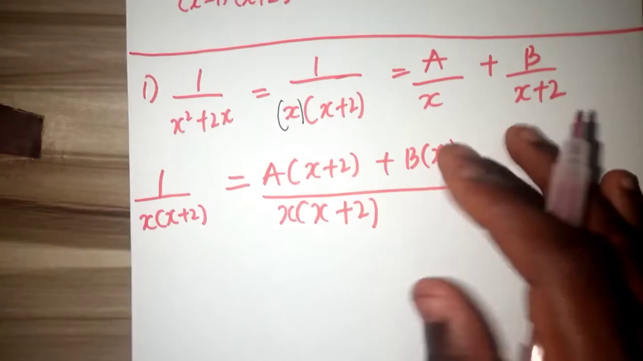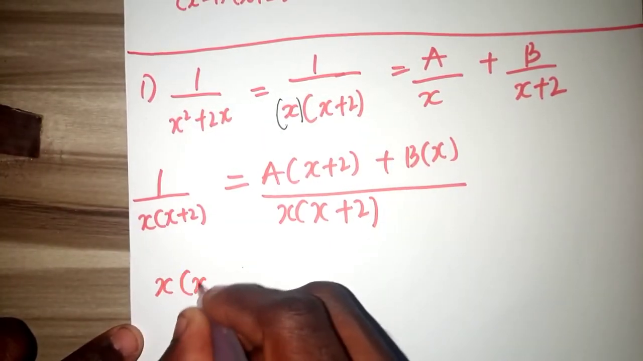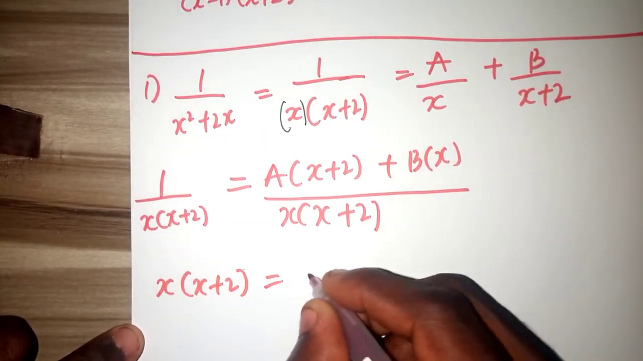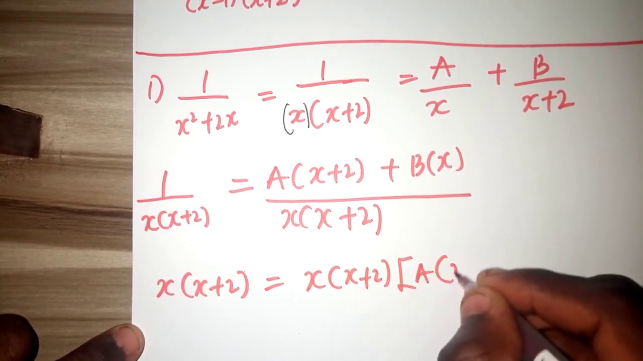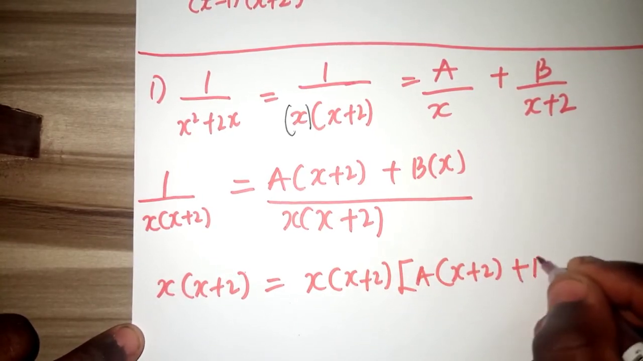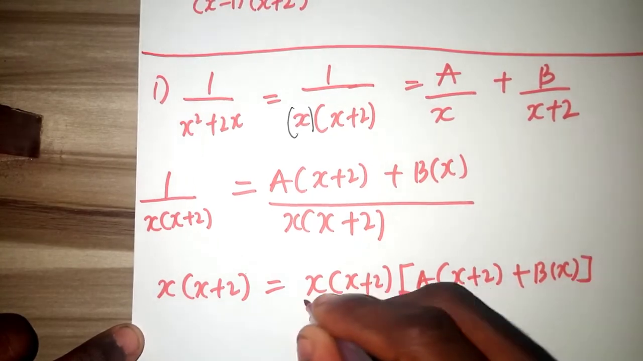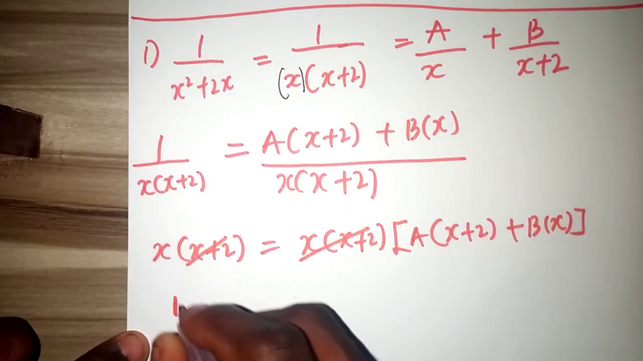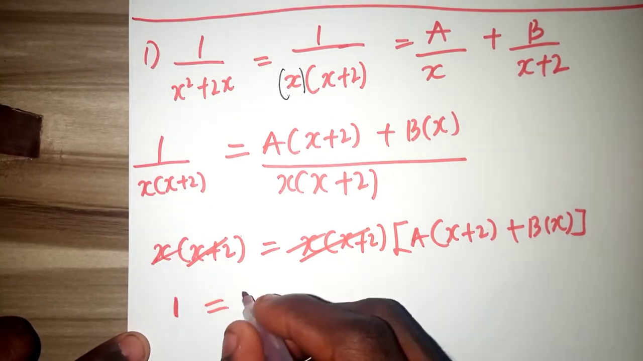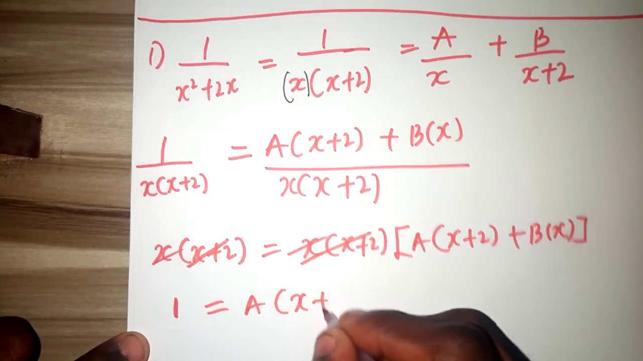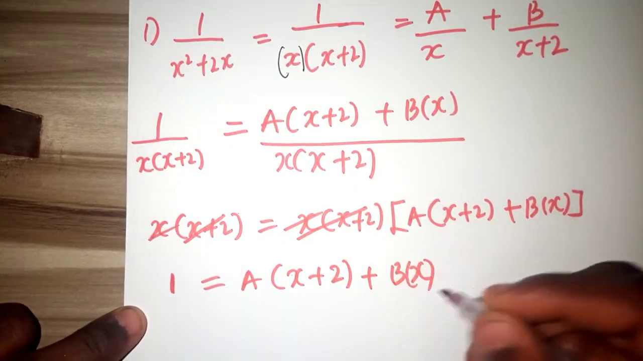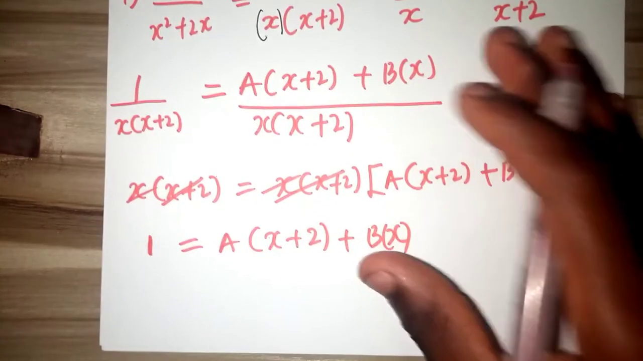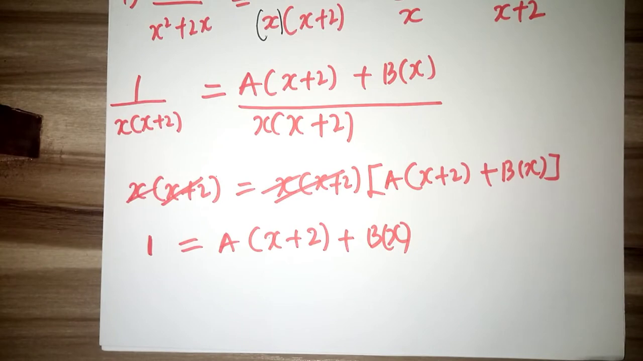We cross multiply, so we have x(x plus 2) in a big bracket of a in bracket of x plus 2 plus bx. So this, we cancel this, you are left with 1 equal to a in bracket of x plus 2 plus bx. So the next thing for us to do now is to use a particular method here. We call it the cover up method.